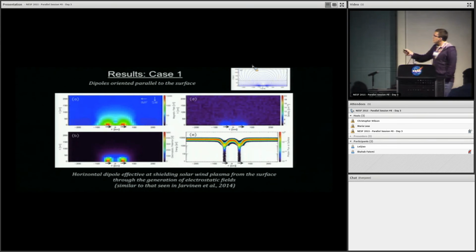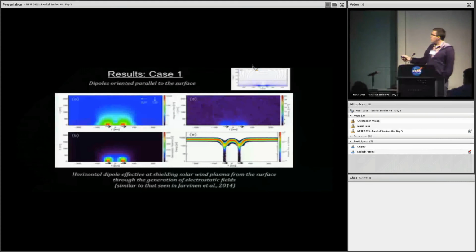So on to the results. This is for case 1. This is the canonical, I call it the Hemingway and Garrick-Bethel model. I have my two dipoles oriented horizontal to the surface. The panels here show the magnetic field strength, the solar wind density, the electrostatic field strength, and then the proton energy distribution at the surface.